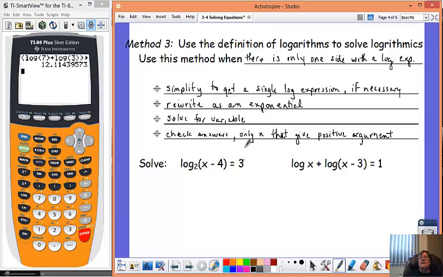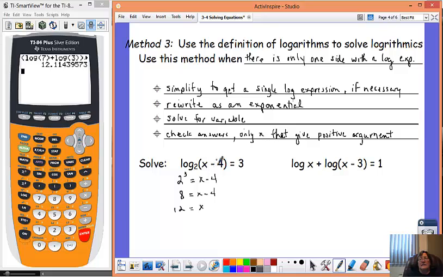Okay, so let's see. We simplify to get a single log expression if necessary. Not necessary here. Rewrite as an exponential. Okay, so that's applying the definition. And you will remember that this is saying the power that you need to raise 2 to in order to get x minus 4 is 3. That is, the log is the exponent. So 2 to the third power is the same thing as x minus 4. Well, that's kind of nice because 2 to the third is 8. And if that's x minus 4, then x must be 12. Okay, that's a nice little solution there to that.